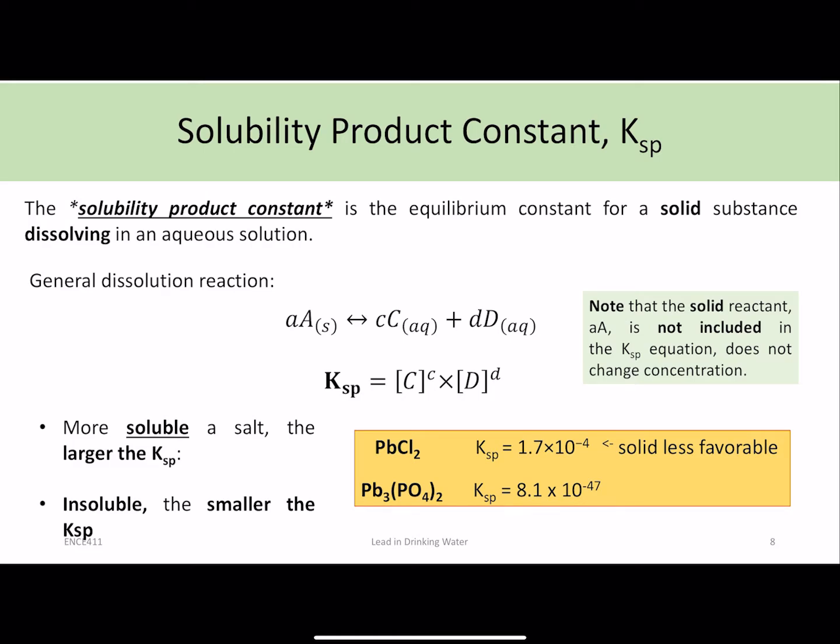Which one of these is soluble? I said when the constant is very small, it's not soluble. So which one is soluble there? Which one? The first one. The first one. This is soluble, and this is not soluble.